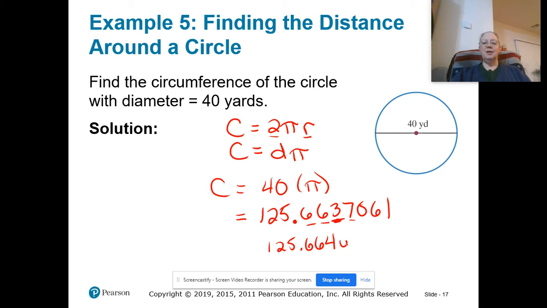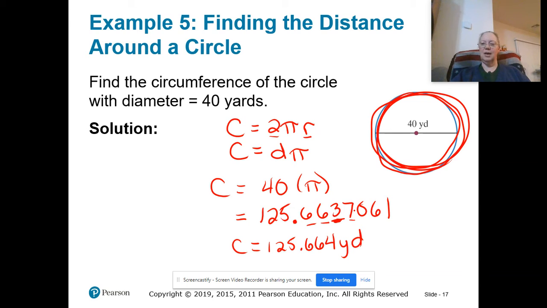And that would be in yards. Circumference is similar to perimeter. It's the outside edge. It's all the way around the outside. So that would be yards, would be the unit on that.